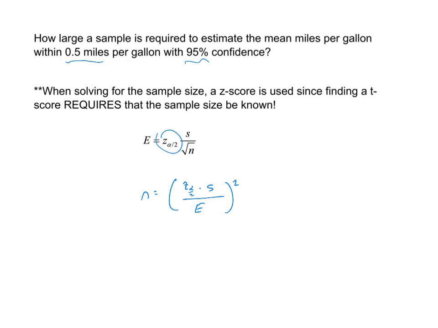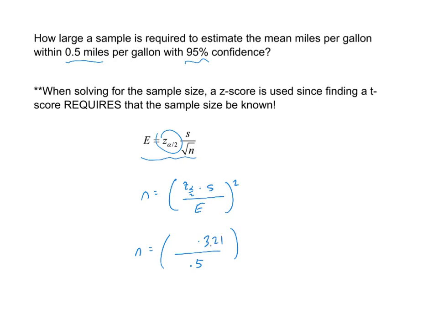If you like algebra, you can just substitute into the regular error equation and then do the algebra steps, divide, square root, or square, etc. But they will give you the formula, so you don't need to worry about that. And then I substitute what I have for this problem. I'll come back to the z-score in a moment. We want to be within half a mile per gallon. That's the margin of error. The standard deviation was, let me look that up, 3.21.